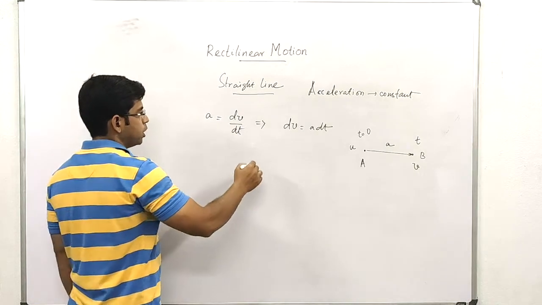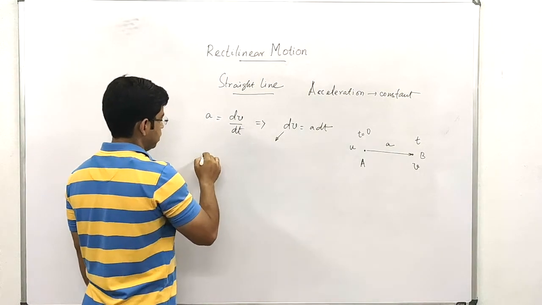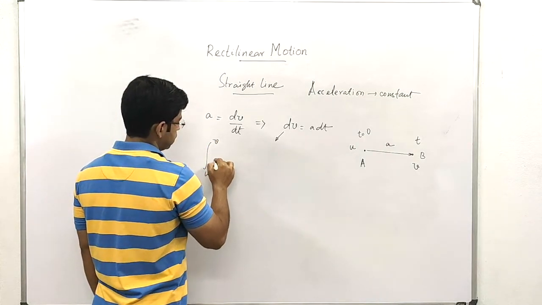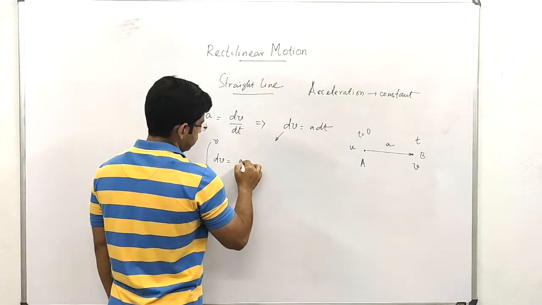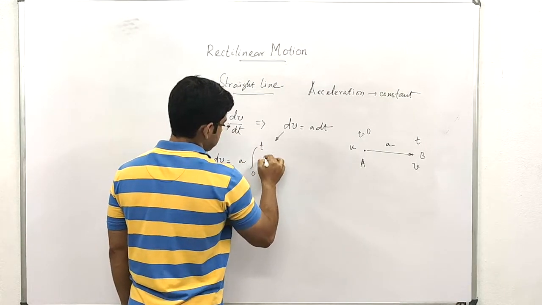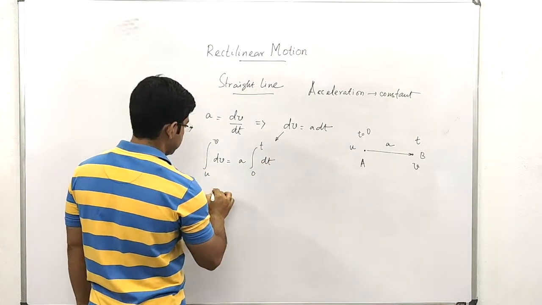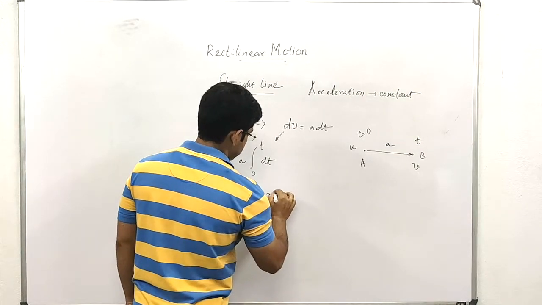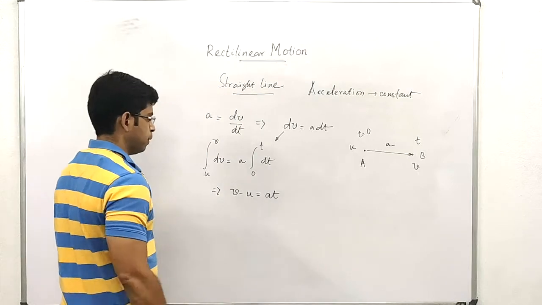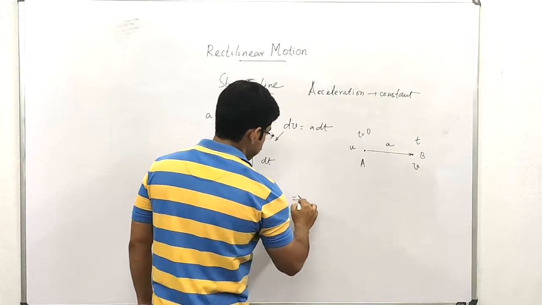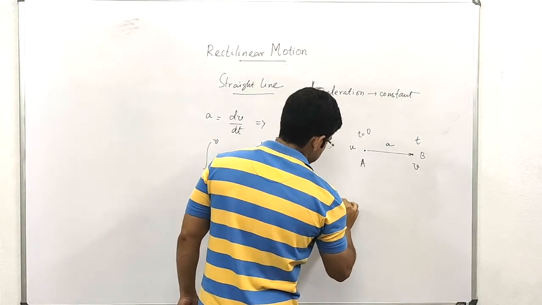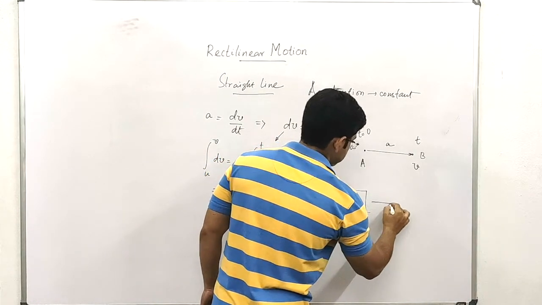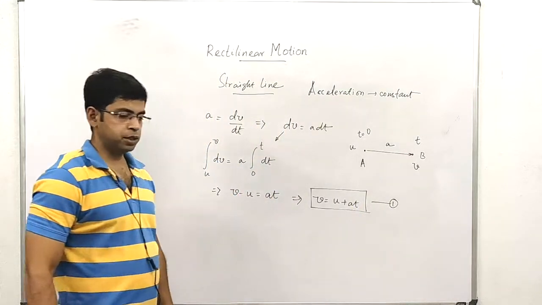So using proper limits, we get from this equation, integrating from u to v, dv equals to a, 0 to t dt, we will get v minus u equals to at, which we can rewrite as v equals to u plus at. So this is the first equation of kinematics.